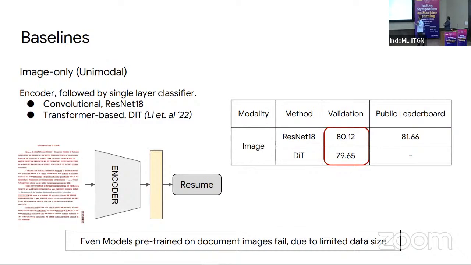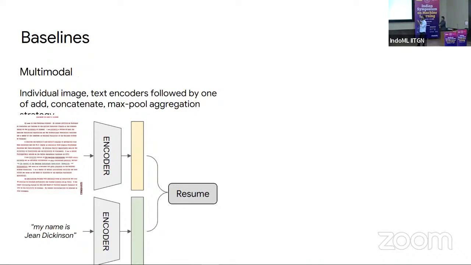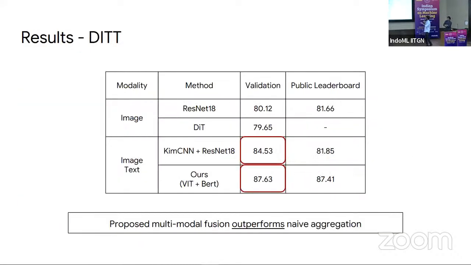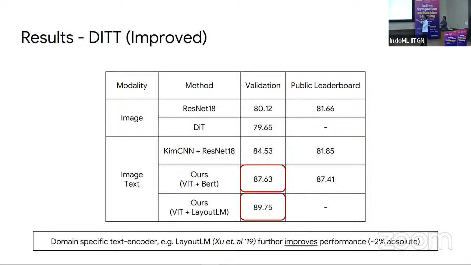We also consider multimodal baselines to compare our specific strategy. We consider a strategy where we extract features from the images and features from the text, and aggregate them using a simple addition, concatenation, or a max pool strategy. And we see that the concatenation strategy works best. We conclude that multimodal methods outperform image-only, that is unimodal, methods by at least 4%. Then we talk about our method. We can see that our method further improves the performance on top of the multimodal methods by at least 3%. In fact, this performance can even improve if you use better encoders.